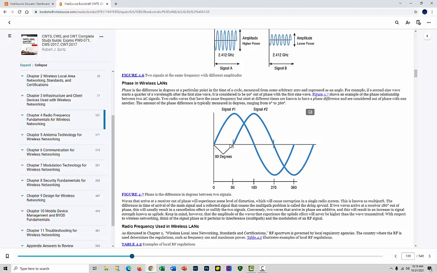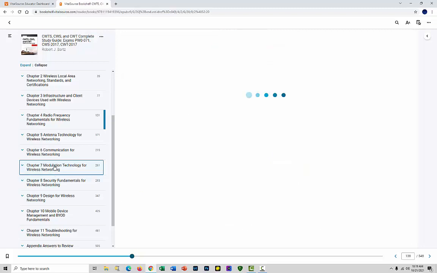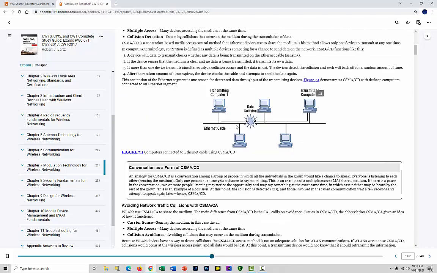So these are characteristics of the radio frequency, but they can also be used to our advantage to make sure we have more complete transmissions from multiple devices on the wireless network. Phase is a big part of that. So let me jump back to chapter 7 because it talks about this.